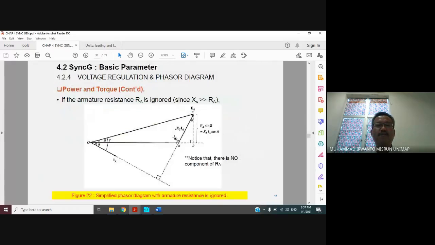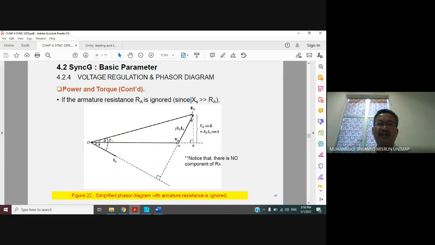Okay, and then remember we have the value of RA. Remember, when RA is ignored, meaning the synchronous reactance is higher than RA. Because when we write XS, the unit is ohm, and RA is also in ohm. So the phasor diagram of the synchronous generator can be written like this.